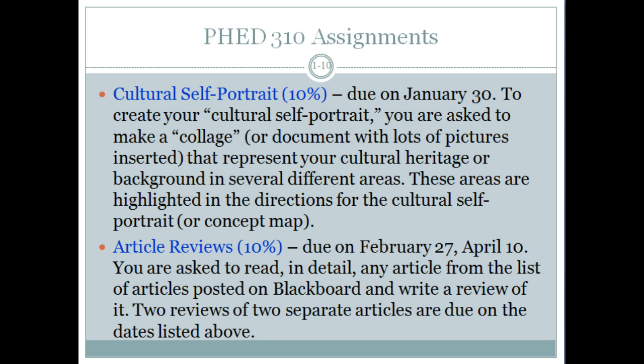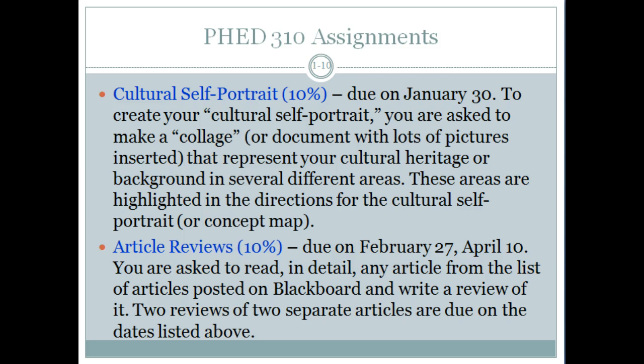The second assignment, which is specific to this PHED 310 class, is worth 10% of your grade. It's due on January 30th. It's called a cultural self-portrait. To create your cultural self-portrait, you're asked to make a collage or a document with lots of pictures inserted that represent your cultural heritage or background in several different areas, such as your family, your personality, your friends, and so on. These areas are highlighted in the directions for the cultural self-portrait or concept map that are already posted on Blackboard.